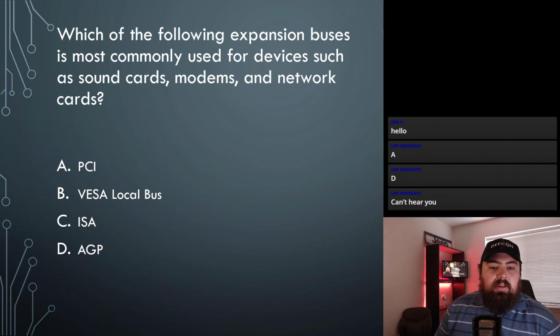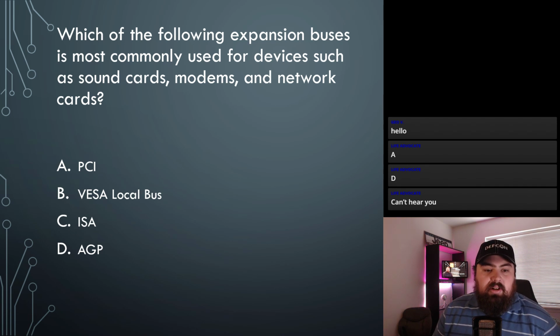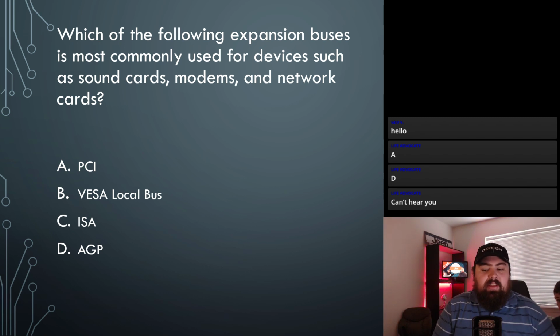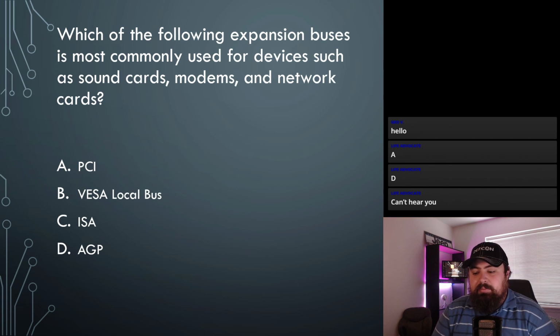So, which of the following expansion buses is most commonly used for devices such as sound cards, modems, and network cards? A. PCI. B. VESA local bus. C. ISA. Or D. AGP. I apologize about the audio cutting out there. If you think you know the answer, feel free to drop it in the chat.